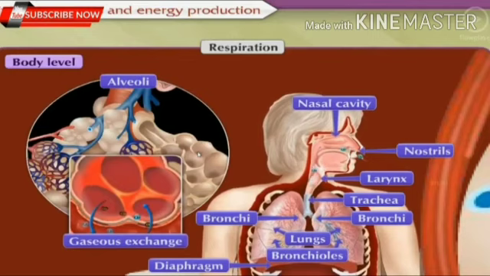The alveoli are present at the ends of the bronchioles. Air from the bronchioles enters into the alveoli. The oxygen present in the air is taken by the blood present in the alveoli through the blood vessels, and carbon dioxide is released in the alveoli, which is thrown out of the body when we exhale the air. This is the body level respiration.